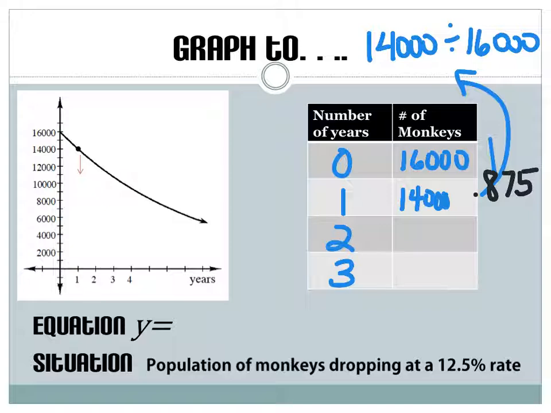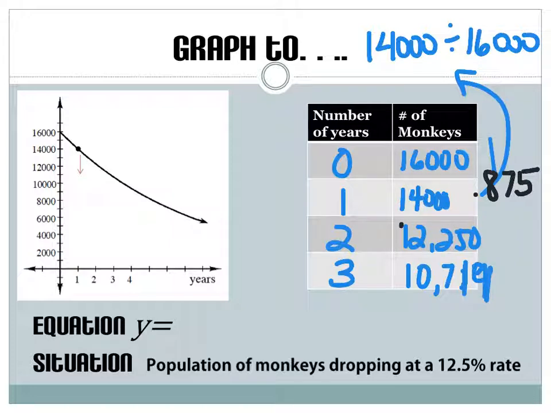When we continue to do that multiplication, it's going to keep going down, so 14,000 times 0.875 works out to be 12,250, and then again it'll be 10,718.75, but since I'm dealing with monkeys, I'm going to round to the nearest monkey, so it's 10,719.